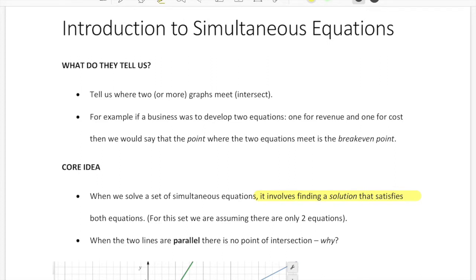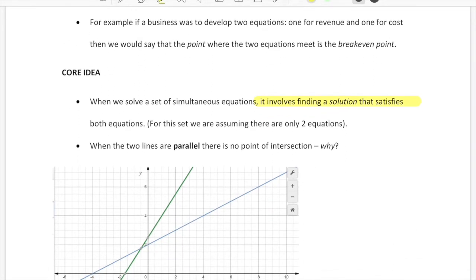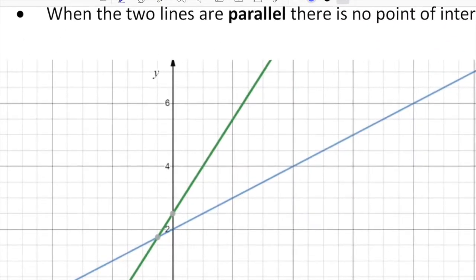Now, one of the questions I'd like to pose to you is, why is it that when two lines are parallel, there is no point of intersection? I just want you to have a think about that. In the meantime, I'm going to show you a graphical representation of two equations. If you look at where the green and blue equations meet, this particular point here is what we call our point of intersection. This is where the two equations meet.